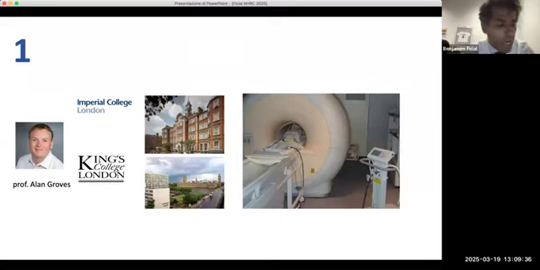The first reason comes from my personal experience. Meet Professor Alan Groves. He and his team in London at Imperial College and then at King's College were the first to use cardiac MRI to assess blood flow and hemodynamics in neonates.